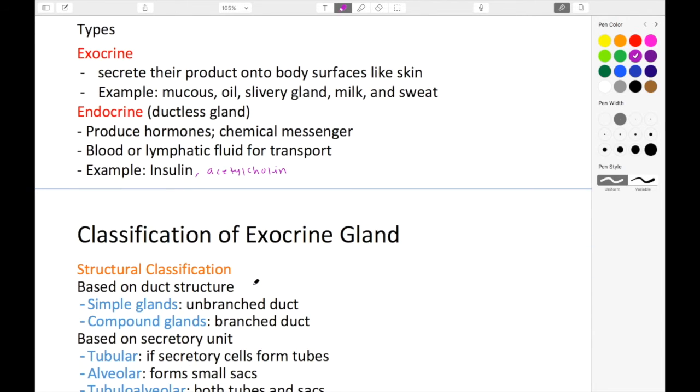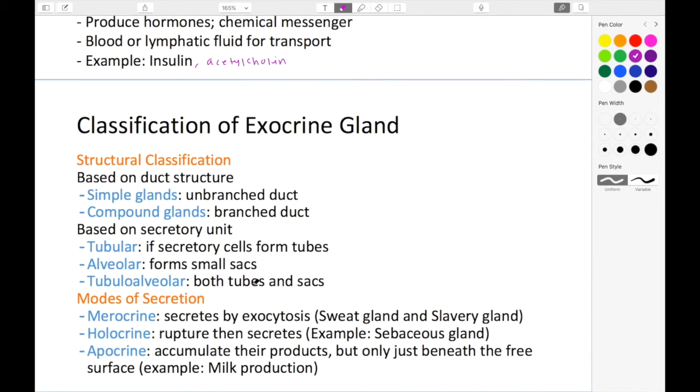Now we can classify exocrine glands based on two things: structural classification and the modes of secretion. As you can see, structural classification and modes of secretion. And the structural classification is also based on two things. One is based on duct structure, and the other is based on secretory unit. Based on duct structure, you may have simple glands, which usually have an unbranched duct, and you can have compound glands, which usually have a branched duct. So usually one duct, no branch, that's simple glands. Compound glands have a branched duct. You can have branching, going this way, another branch, like that.